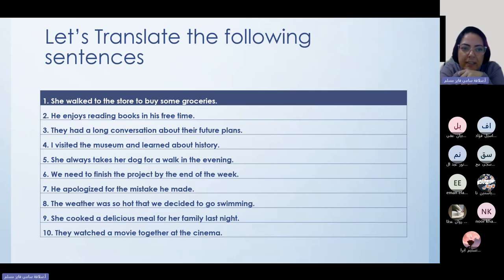Okay, Aseel, 5. Yes, she always takes her dog for a walk in the evening.